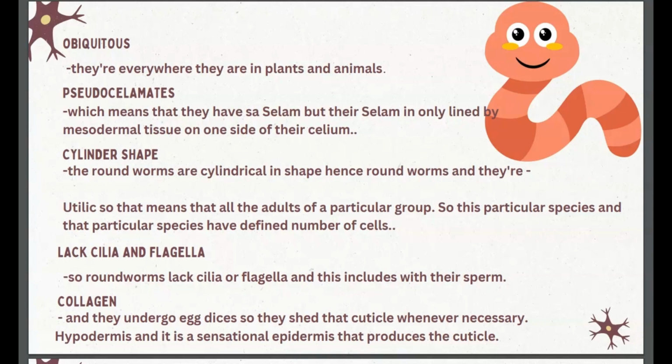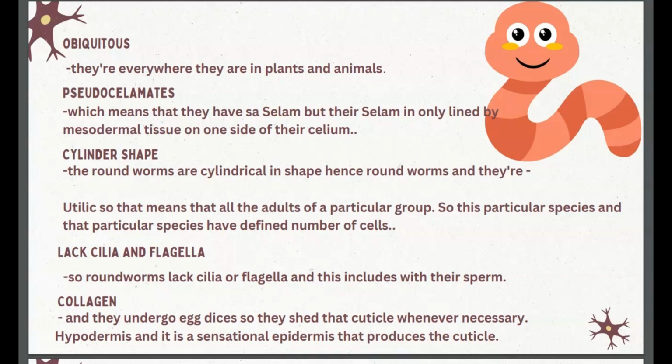Next is the cylinder shape. The roundworms are cylindrical in shape, hence roundworms, and they are eutelic. That means that all the adults of a particular species have a defined number of cells, somatic cells as adults. So you don't see one adult of one species with a different number.